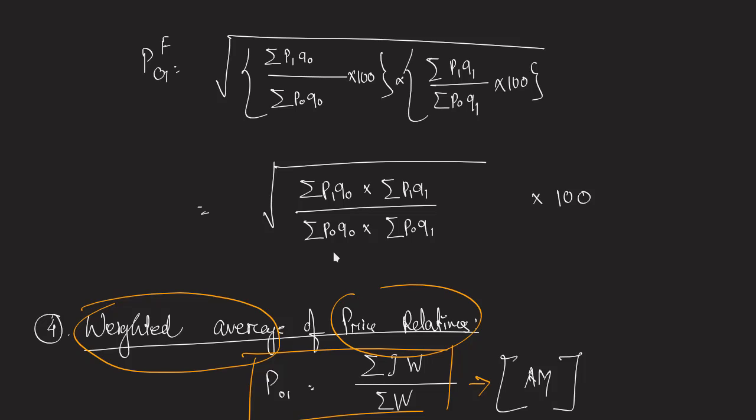So that's all for this class. In the next class we will discuss how to calculate index numbers using all these formulas, and also there are certain tests, the time reversal test and the factor reversal test, and one last concept called cost of living index number.